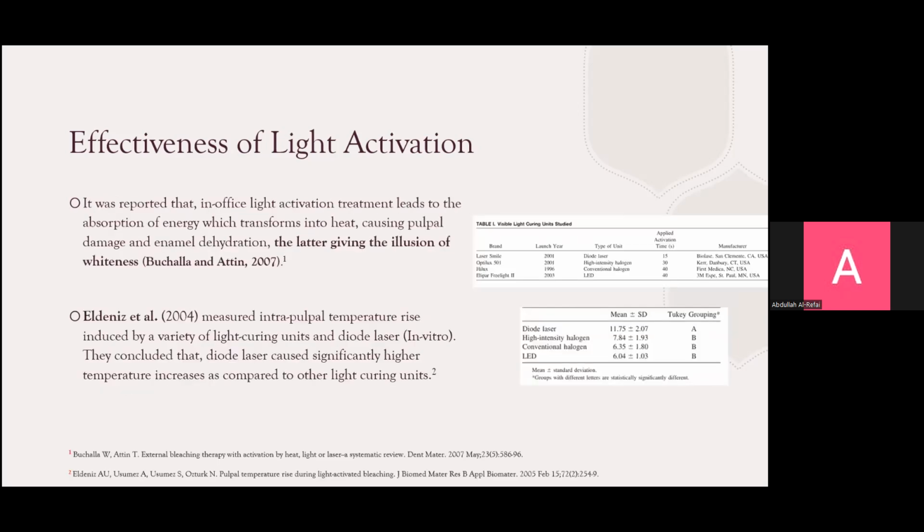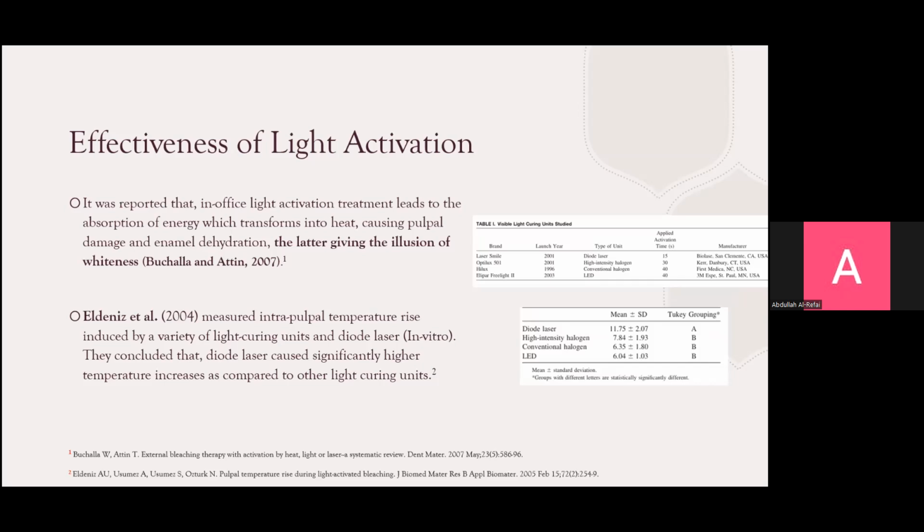Now, also, it was reported that light activation leads to the absorption of energy, which transforms into heat. So the tooth will absorb the light energy and transfer this energy into heat. This heat will cause pulpal damage and enamel dehydration. Some relate the whitening of the tooth using light activation systems to the enamel dehydration. They relate the whiteness to enamel dehydration that results from the light source.